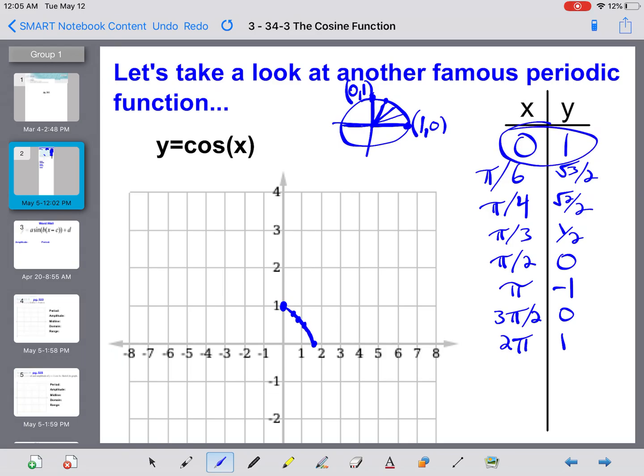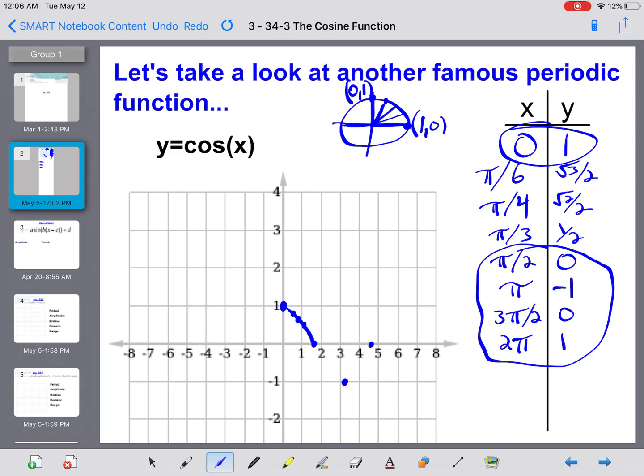So just like with sine, I'm worried about these 5 key values. There's 1 and then these 4. Those are the 5 points I want to be able to graph every time. So pi is 3.14, we're down at -1. Okay. 3 pi divided by 2 as a decimal is 4.7. So at 4.7, I'm back at 0.